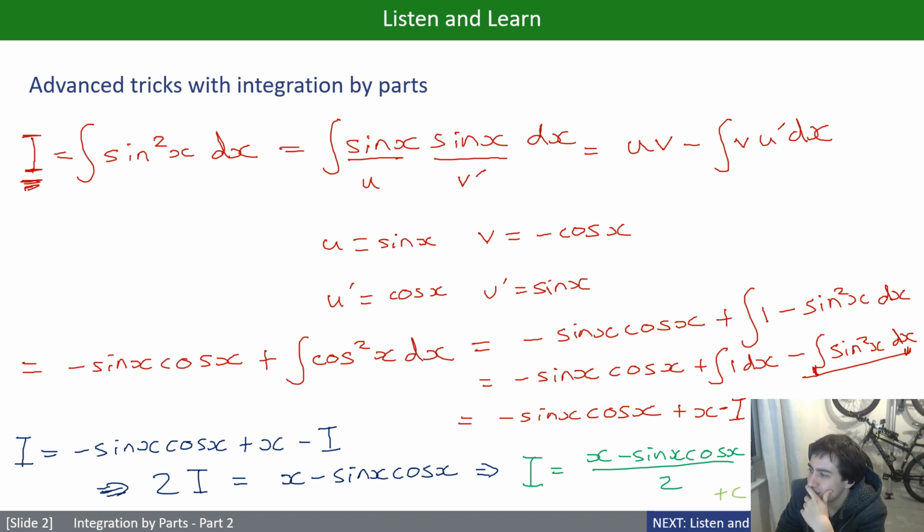I really like this. This is very clever because it's almost like a trick, right? At no point does it feel like we've really done the integral, and yet we have derived a property which allows us to then find what the integral is. So that is the integral of sine squared x. It's x minus sine x cos x all over 2. And we've done this using integration by parts.